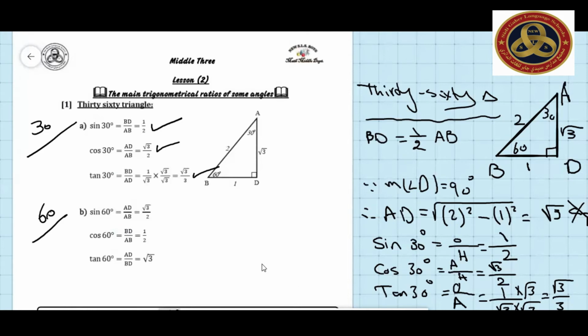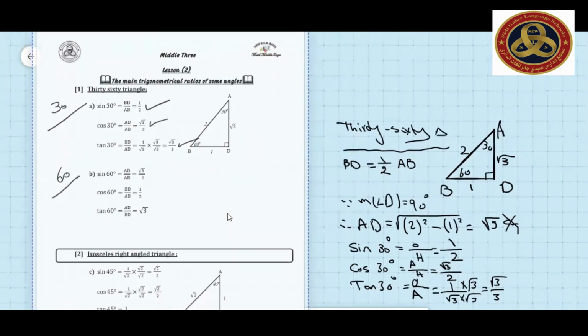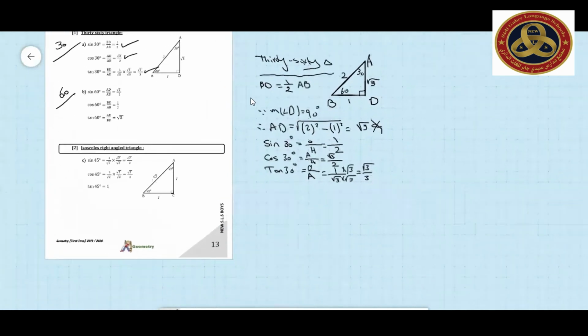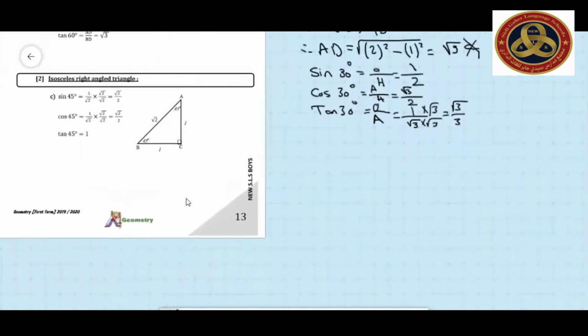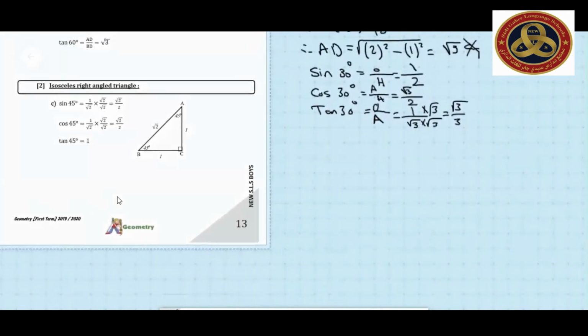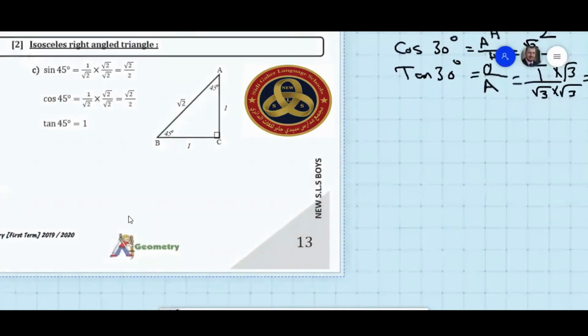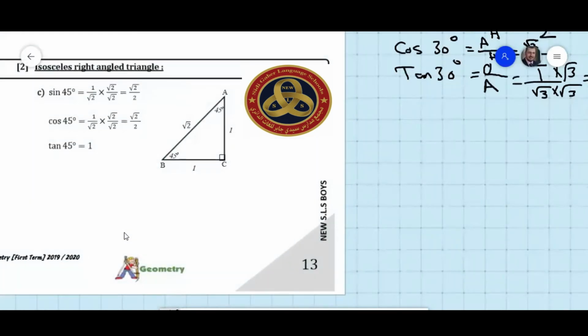I told you before we have some special angles. The first one is 30, the second one is 60, and the third one will be 45. You also have this in your booklet, page 13. You can look with me now at page 13.